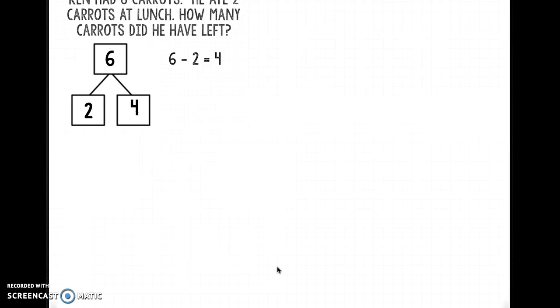Now, if I know all that good information about my friend Ken, and I have this good number sentence right there, 6 minus 2 equals 4, and this beautiful number bond family, I should be able to write 3 more number sentences.